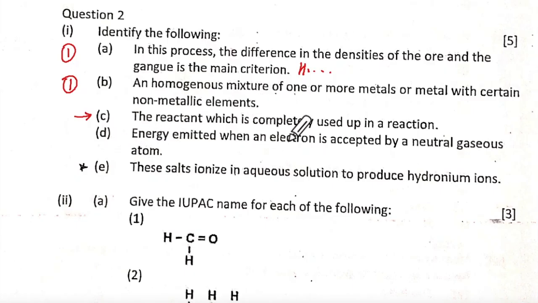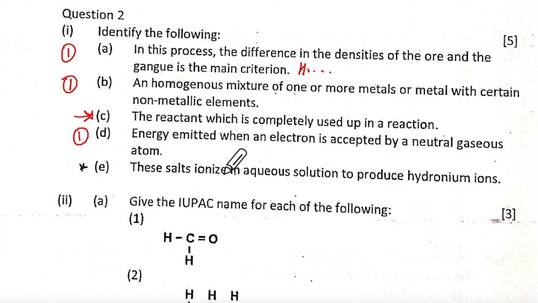The energy emitted when electrons are accepted. Is it ionization potential or electron affinity? Electron affinity. Did you get that mark? Anybody Google this? Ma'am, it's limiting reagent. Yes, limiting reagent. But it is not there in the syllabus, just leave it, okay?